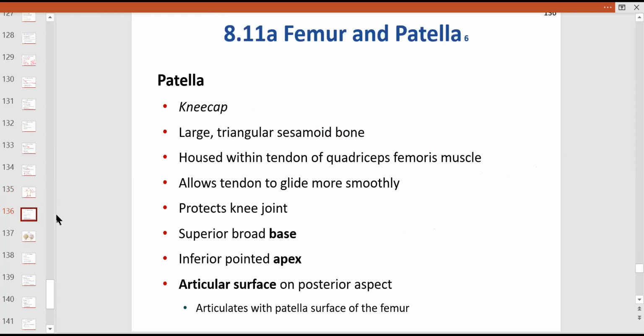Not too much to know about the patella, right? It's got a base and an apex, and its posterior surface is articular surface because that's what's going to articulate over the femur. It doesn't connect to it. It just rides up and down, anterior and superior to inferior over the femur and tibia condyles.